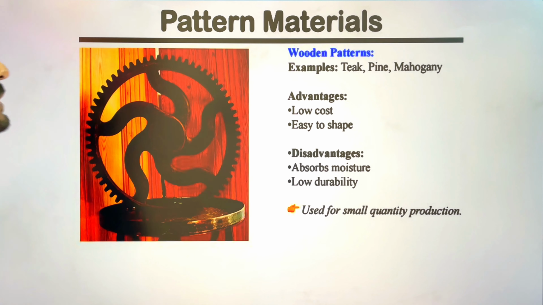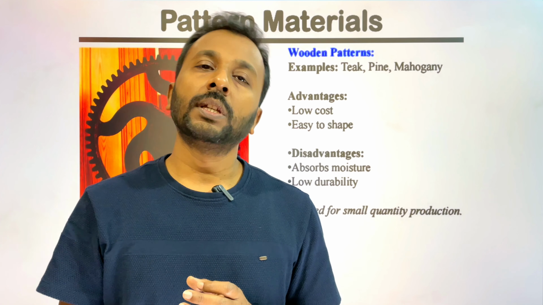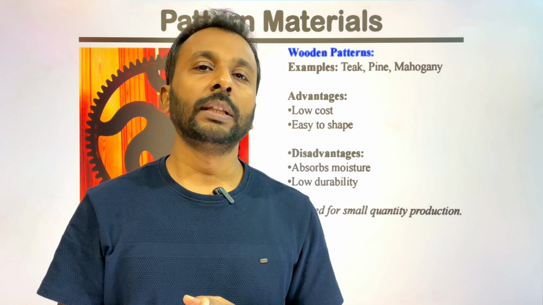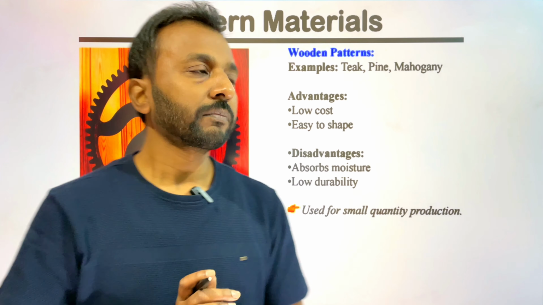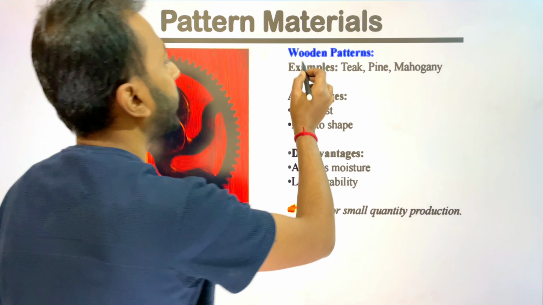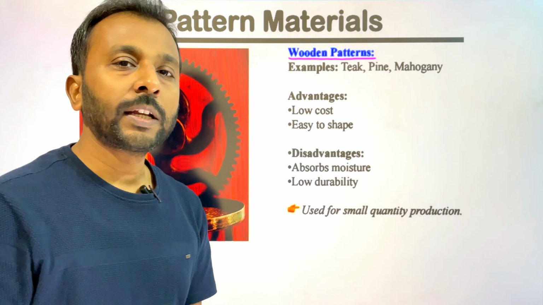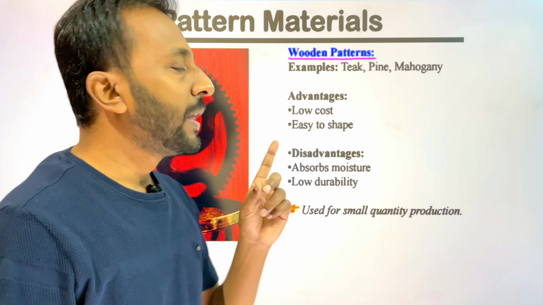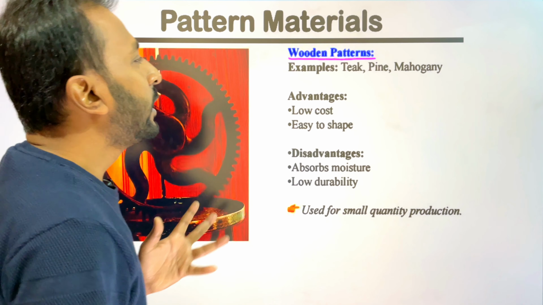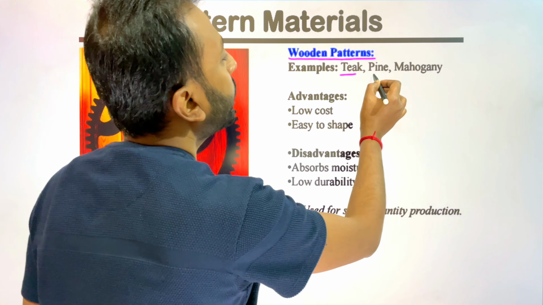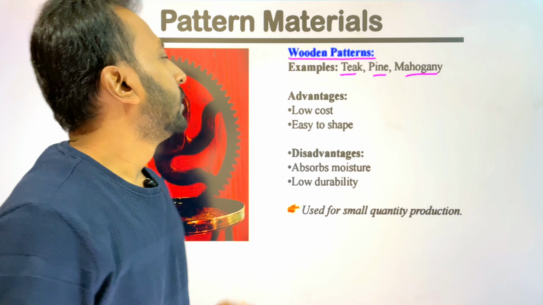Next, the pattern materials. So many kinds of materials can be used in pattern. It depends on the process and also the budget of my casting. So first material is wood. If the pattern is made out of wood, then it will be called wooden pattern. The wood like teak wood, pine wood, mahogany wood, these are the wood materials.